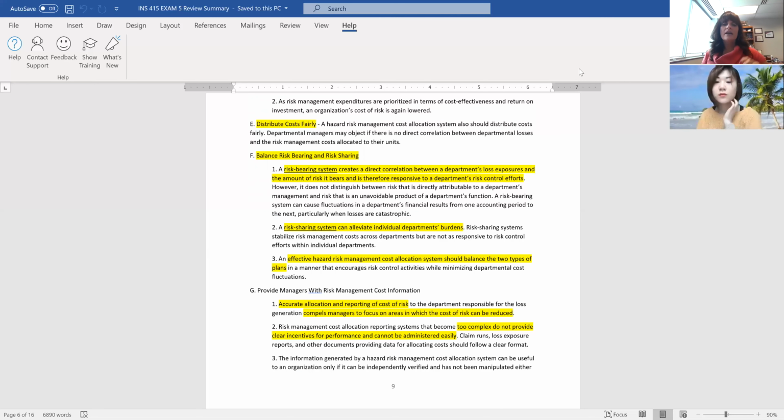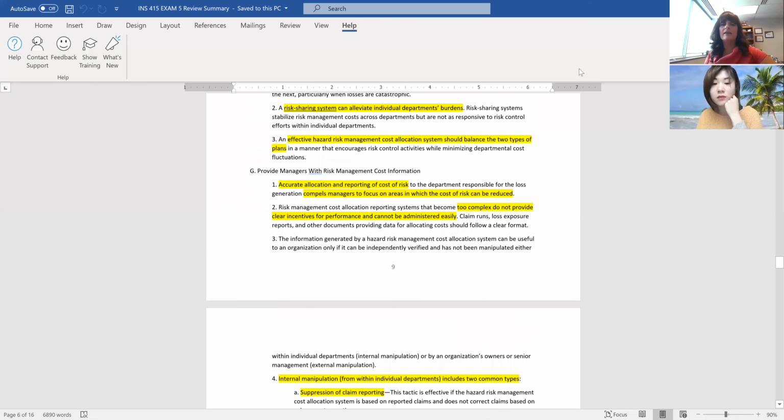The most effective cost allocation method is one that balances those two types, because you don't want to have everything being, you pay everything that you're responsible for. You also want some of the other departments to understand that risk and have a baseline level of sharing, because some things you can't tie specifically to one area. So those are hard to do.